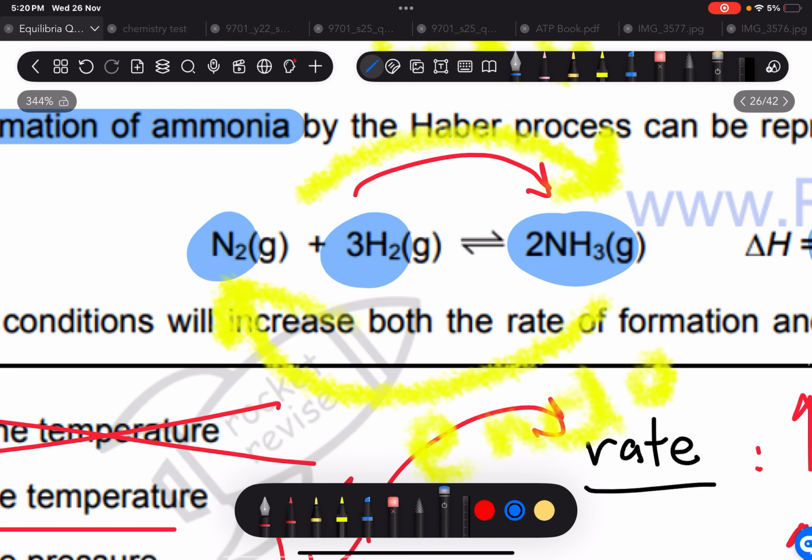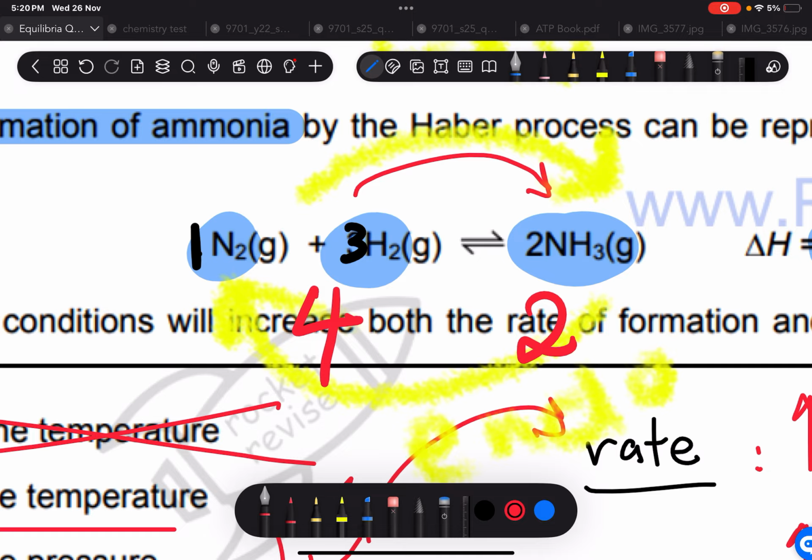Now let's check. Increase in pressure. Pressure has to do with moles. So in total 1 mole and 3 moles. In total we have 4 moles on this side and 2 moles on this side. When we increase the pressure, it moves the equilibrium towards the side that has fewer moles.